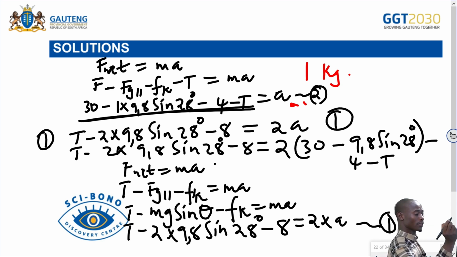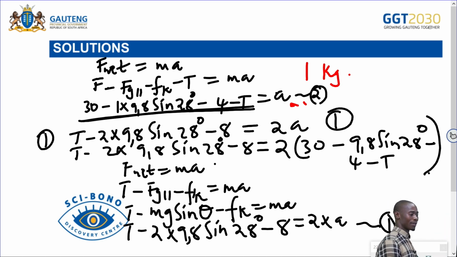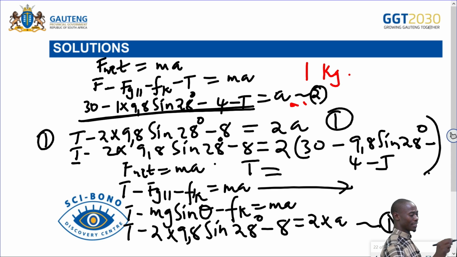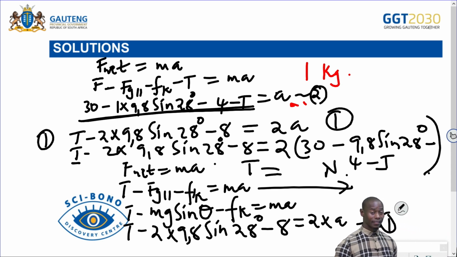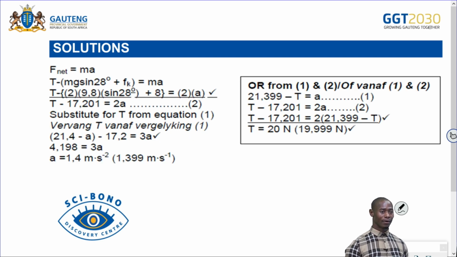Okay, so here this is what I'm supposed to do. Here it's 30 minus 9.8 sine 28 degrees minus 4 minus T. This is what we have. So you can see now I'm only left with one unknown, which is T. Then you solve for T, and you'll get T in newtons. What did they get here for T? They got 20 newtons. So T is 20 newtons. Then next question.